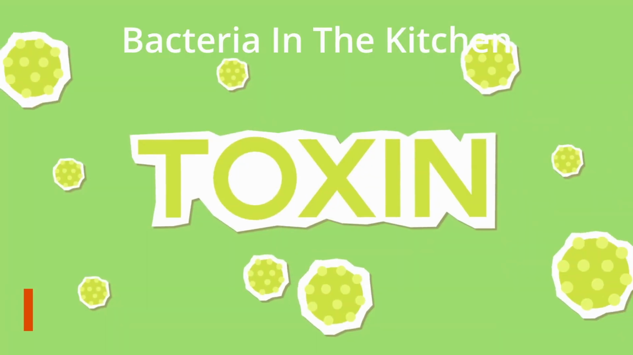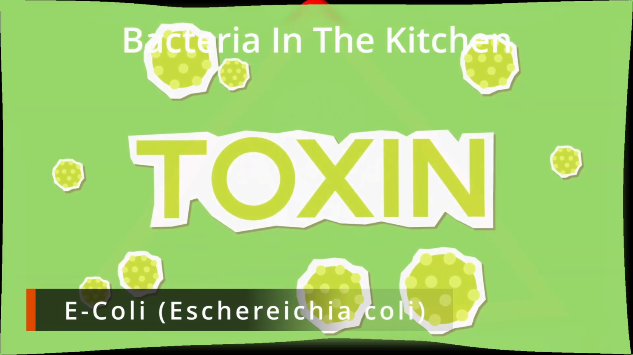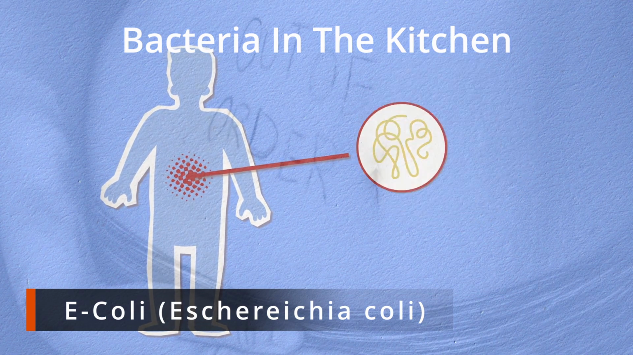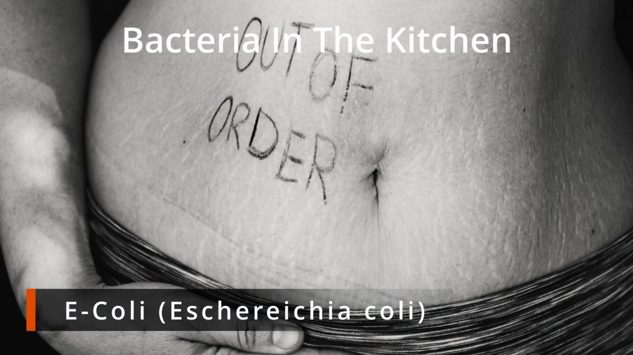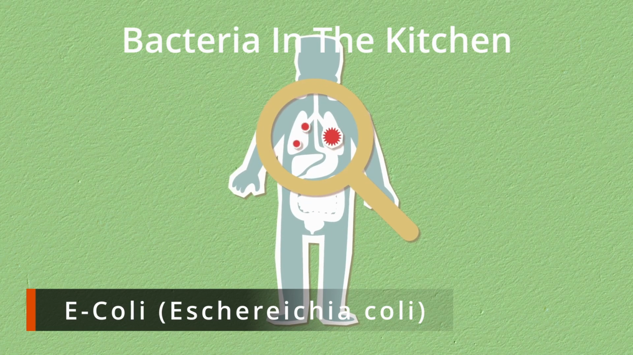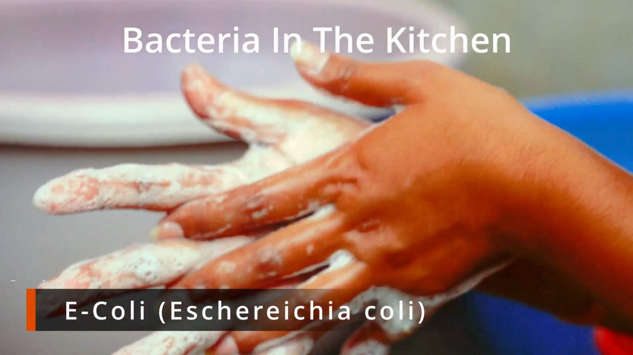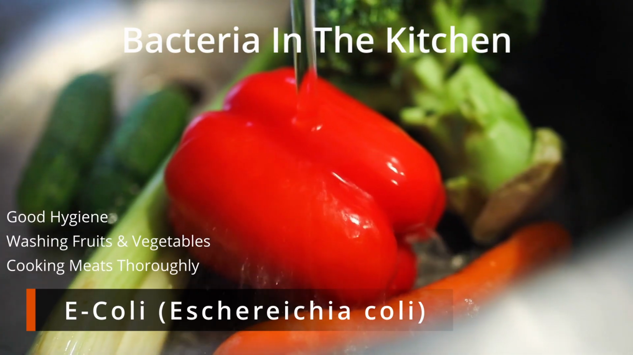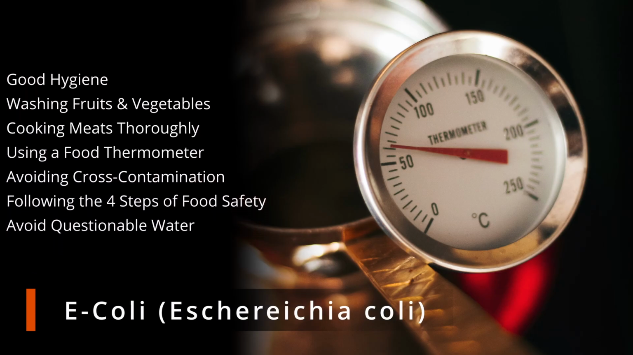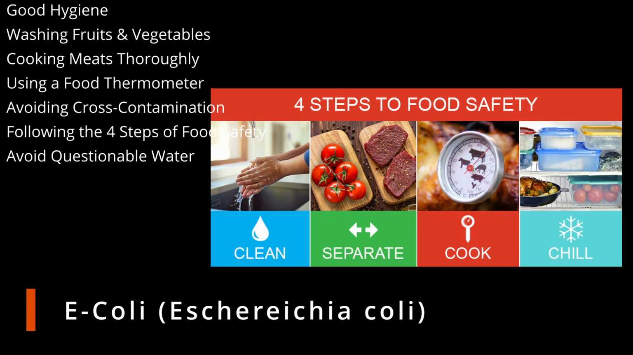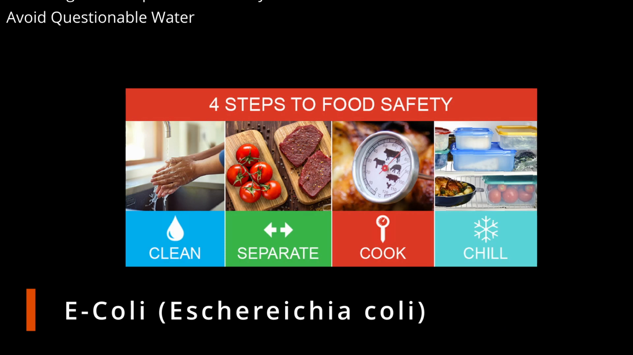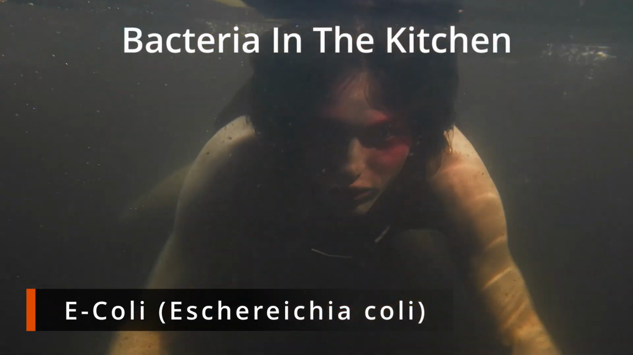The fourth and probably most common bacterial infection in the kitchen is E. coli. E. coli is found in the environment, in foods, and in the intestines of people and animals. Some kinds of E. coli can cause diarrhea, while others cause urinary tract infections, respiratory illness, pneumonia, and other illnesses. Prevention of E. coli can be done through good hygiene, washing fruits and vegetables well, cooking meats thoroughly, using a food thermometer, avoiding cross-contamination, following the 4 steps of food safety, and you can see a link in the description for that, and finally avoiding swallowing water from pools, lakes, rivers, or ponds when swimming or playing in the water.